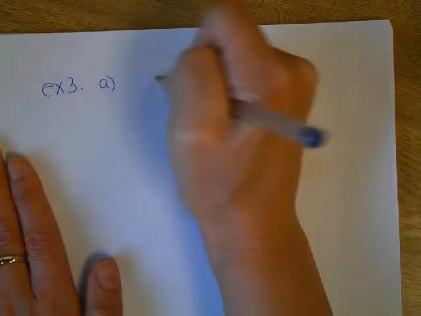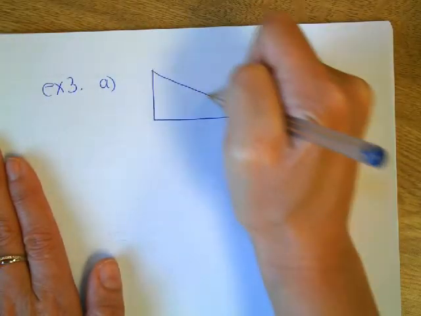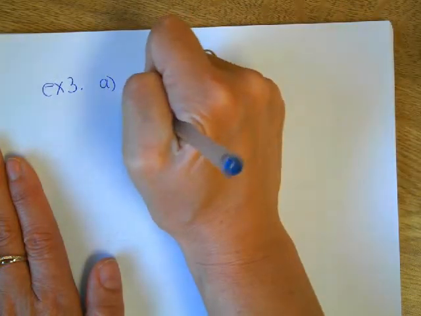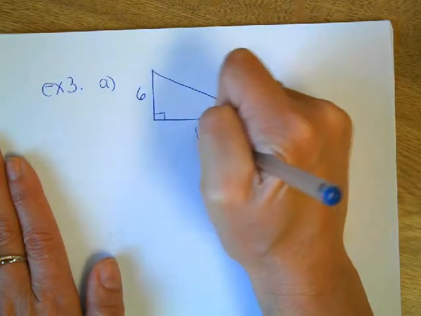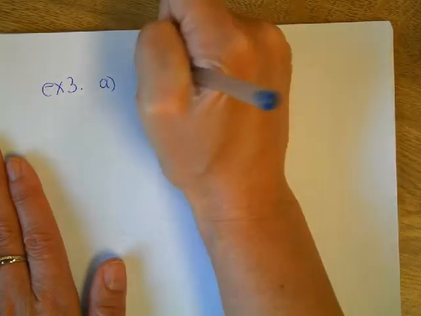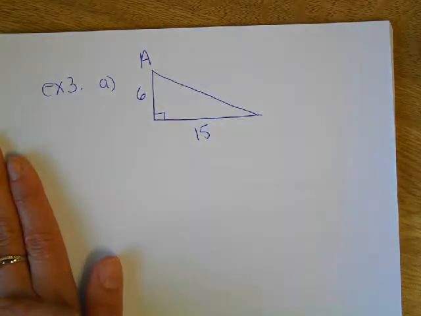Number 3. Let's go with a couple of parts here. Let's put a 6 here and a 15 here, and let's say we want to find this angle up here. So our only goal is to find the measure of angle A.